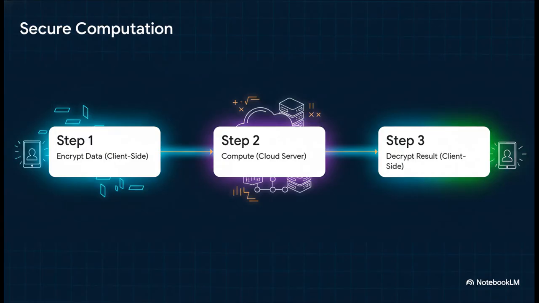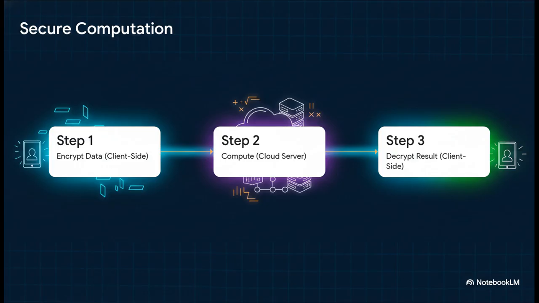Now, what's so cool about this is the security model it gives us. As a user, you encrypt your sensitive data on your own device. Then, you send that encrypted blob of data up to a powerful cloud server. And here's the magic. The server does all the work, all the additions and multiplications directly on that encrypted data, without ever having the key to see what's inside. Then, it sends the encrypted result back to you, and only you can decrypt it. The raw data is never exposed.